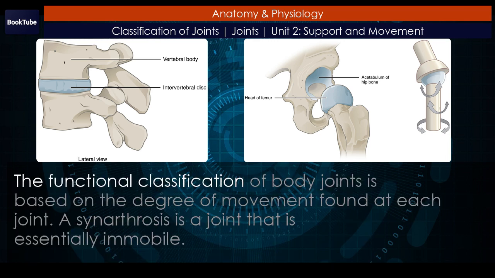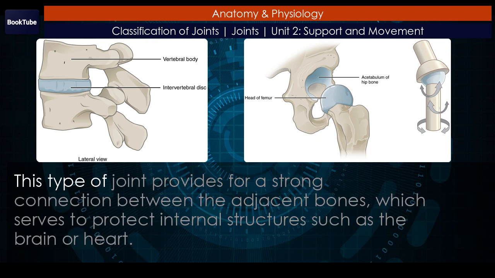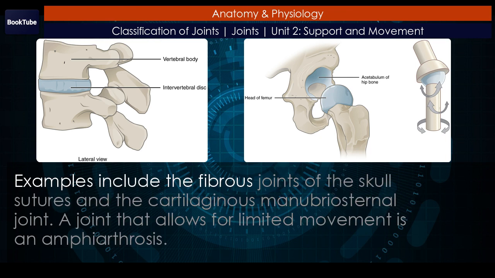The functional classification of body joints is based on the degree of movement found at each joint. A synarthrosis is a joint that is essentially immobile. This type of joint provides for a strong connection between the adjacent bones, which serves to protect internal structures such as the brain or heart. Examples include the fibrous joints of the skull sutures and the cartilaginous manubriosternal joint.